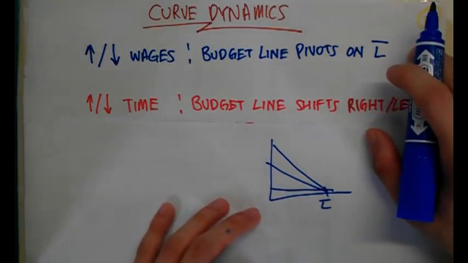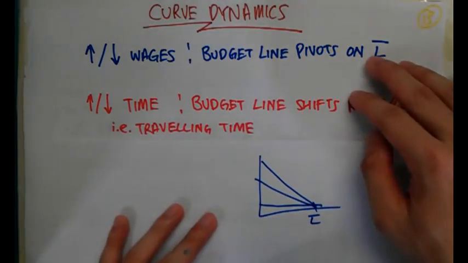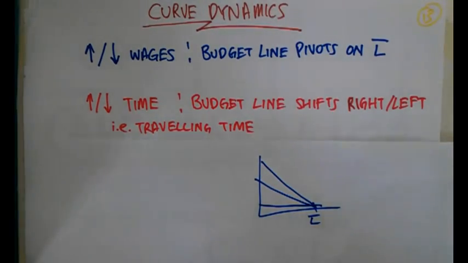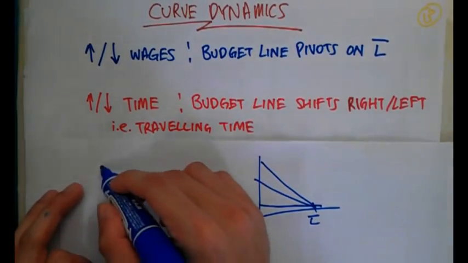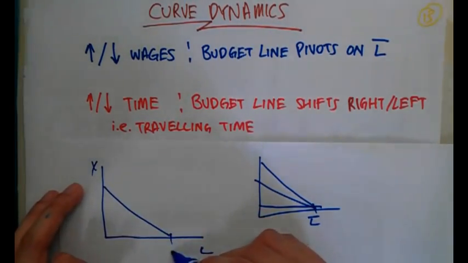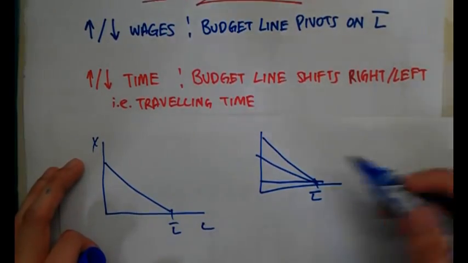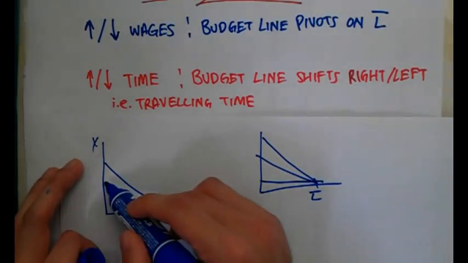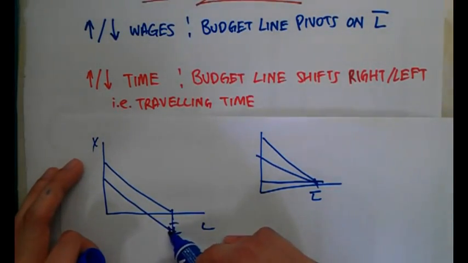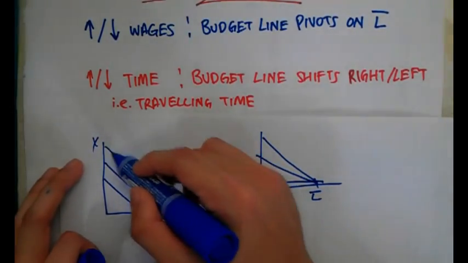Next thing, increase and decrease in time, i.e. traveling time. The budget line shifts right or left. Initially this is L bar. If this guy has to spend time traveling to work, he's going to have less time for work, so this is going to shift in. This is still L bar, he wakes up here, but he's going to spend this amount of time traveling. And what if he decides to wake up earlier? Then it shifts out.